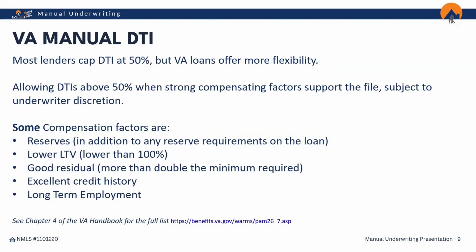But just want to call out that, remember, on FHA, 50 is the absolute highest. You can't go higher than 50%, even with the compensating factors on FHA, but VA allows the flexibility to go higher if we have those compensating factors and the underwriter agrees that those compensating factors are something we can actually use and are comfortable with moving forward.